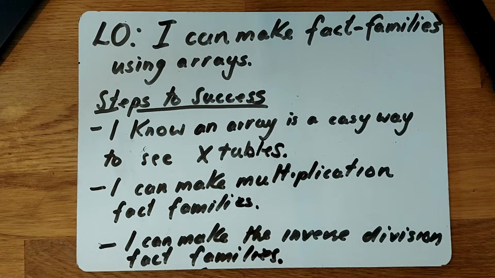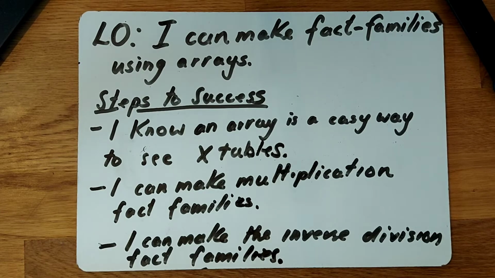Here's our learning objective for today. It is: I can make fact families using arrays, okay? I'll go into what fact families are and what arrays are in a little minute. Okay, here are our steps to success. I know an array is an easy way to see times tables. So this is what we call a visual, so you can see the way times tables and multiplying work visually. So you can see that happening, okay?